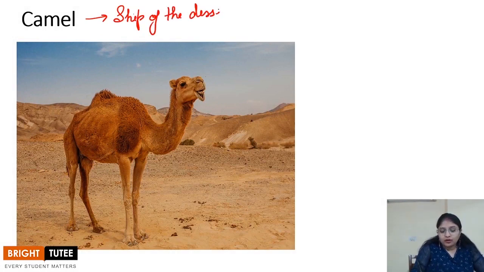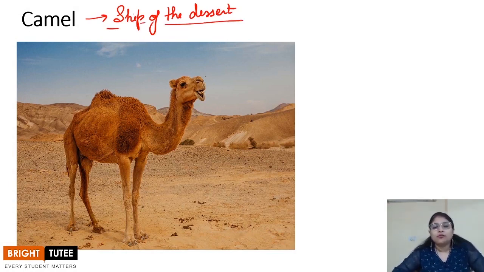Why is it called so? Because it is one of the most successful animals of the desert. And why is it called the ship? Because human beings use this animal for various purposes. One of the major purposes is transportation, right?